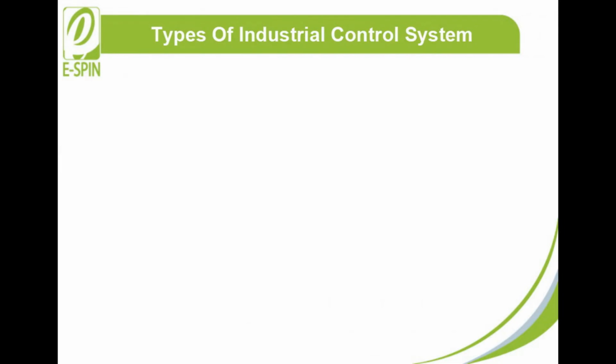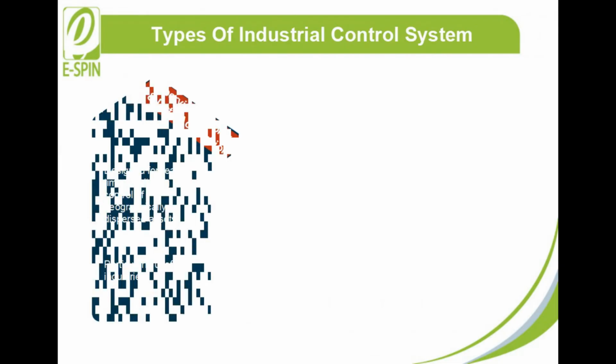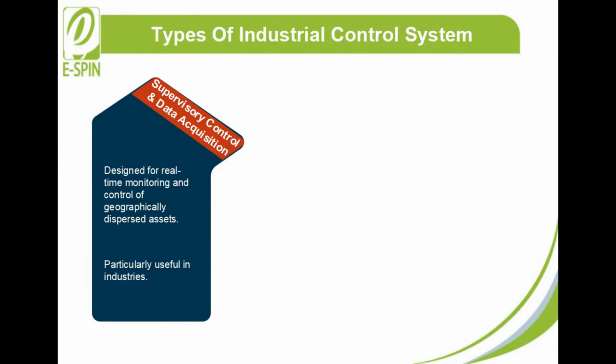Types of Industrial Control System. 1. Supervisory control and data acquisition, designed for real-time monitoring and control of geographically dispersed assets, often over large areas, making them essential in industries such as power generation, water treatment, oil and gas, and telecommunications. Its application is particularly useful in industries where centralized control of widespread infrastructure is critical.